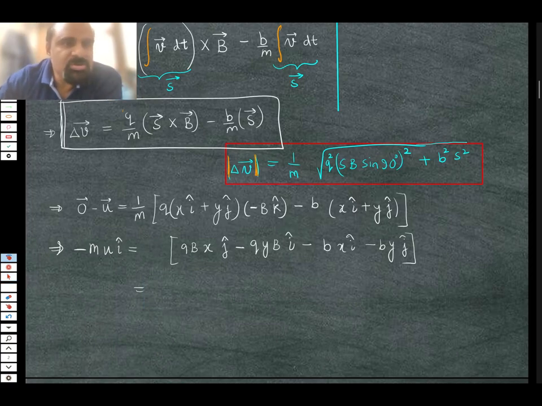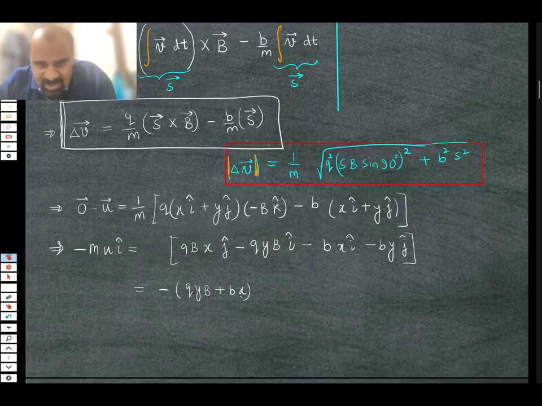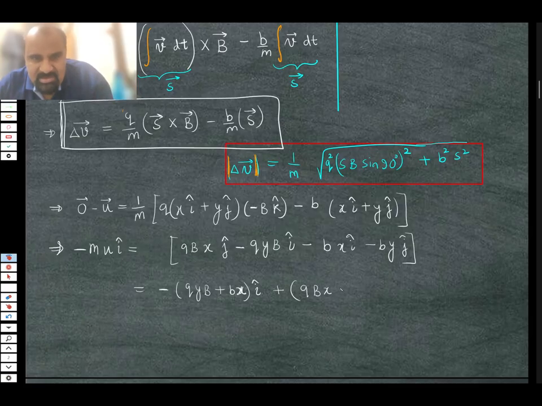Okay, so now let's add this I and I together. Let's keep this I together. So we are going to get minus q y b plus b x I cap, and let's write this j and j together. So plus q b x minus b y j cap, and this is equal to minus mu I cap.